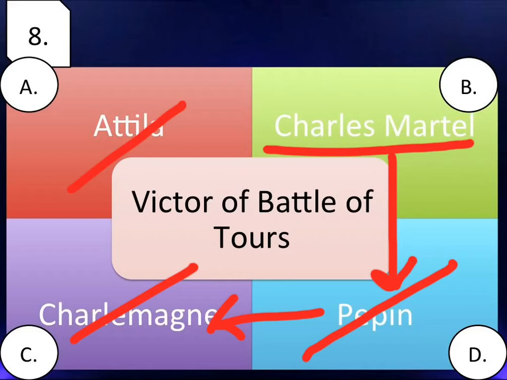Question number 9. Which of these is the father of Christian monasticism? Is it A, Anthony, B, Athanasius, C, Basil, or D, Benedict? Which of these is the father of Christian monasticism?